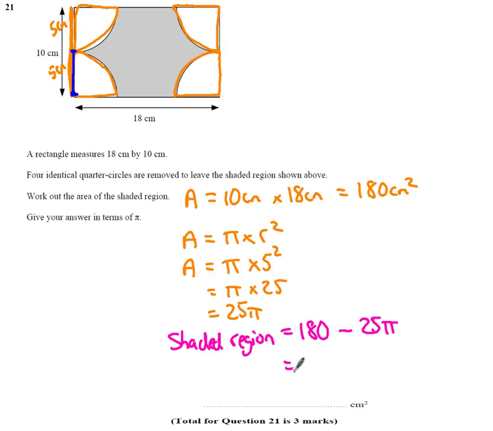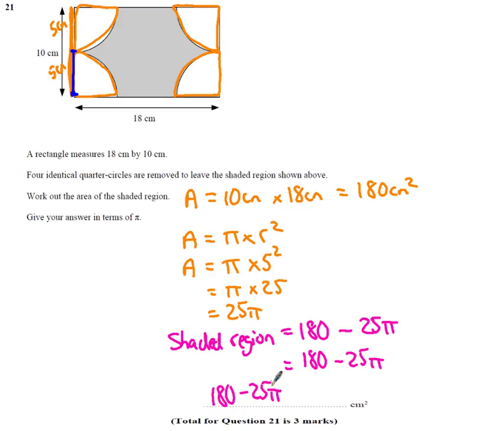Now, because 180 does not have pi attached to it, they're not similar terms, so I can't simplify it any further than that. So my answer simply becomes 180 minus 25 pi. So in the answer box here, 180 minus 25 pi, and that's how you'd answer question 21.